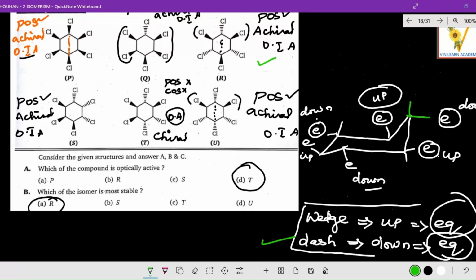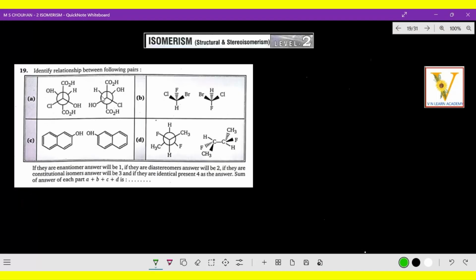Come on, let's go to the next question. It's a very interesting question. A, B, C, D molecules are given. We have to identify whether they are enantiomers, diastereomers, constitutional isomers, or identical. How many are there? Enantiomers means the value will be 1, diastereomers 2, constitutional isomers 3, and identical 4.